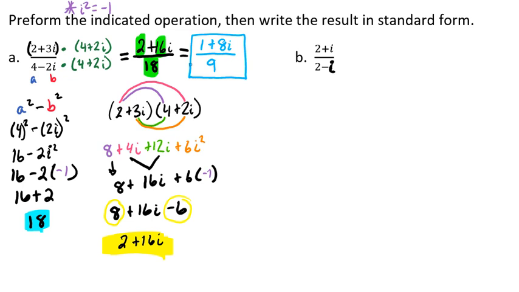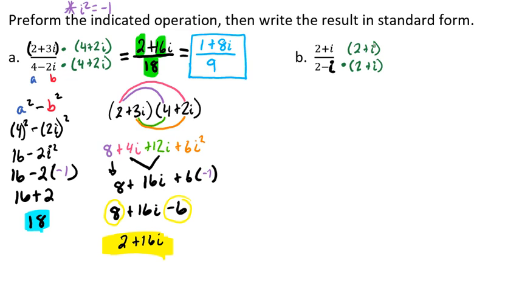Let's try this next example. You're welcome to try it on your own first and see if you've got it right. So I'd push pause, do it, see if it's right. When you push play, that's how you'll know. So here we have 2 plus i divided by 2 minus i. So we'll need to multiply by our complex conjugate, which is 2 plus i, to both the numerator and the denominator.